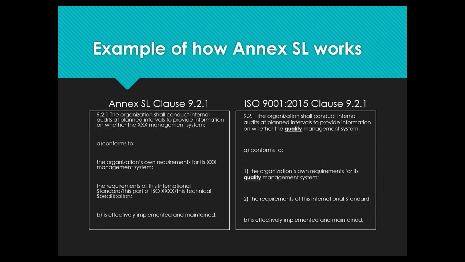And there are other circumstances where there are options. For example, in subclause A2, they've used the requirements of this international standard as opposed to the requirements of this technical specification or this part of ISO such and so. So this is an example of how Annex SL then feeds into what becomes ISO 9001.